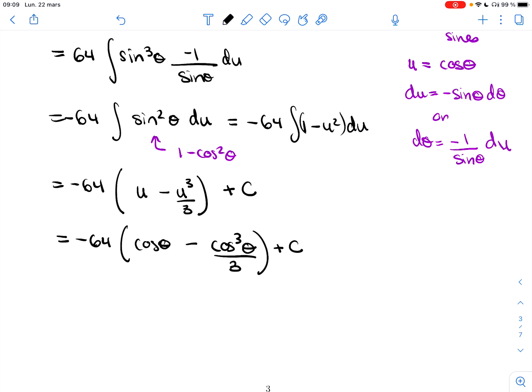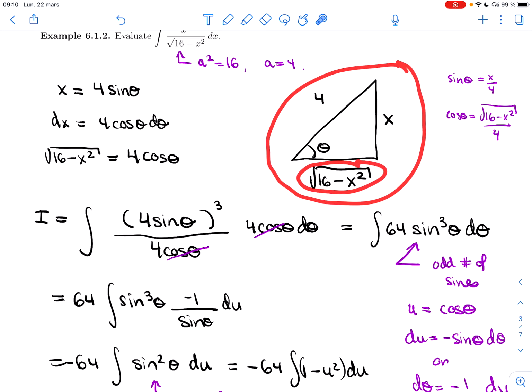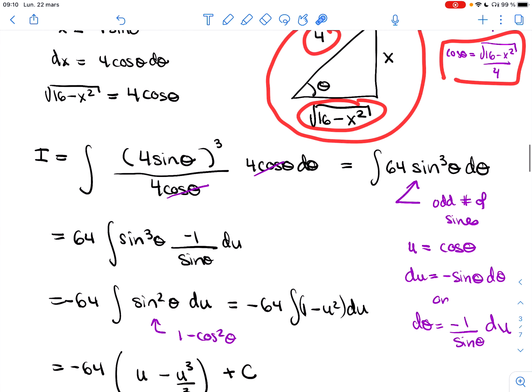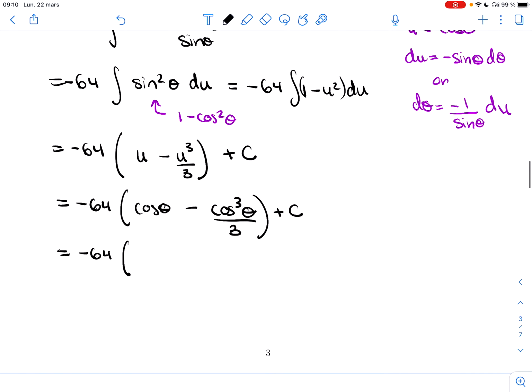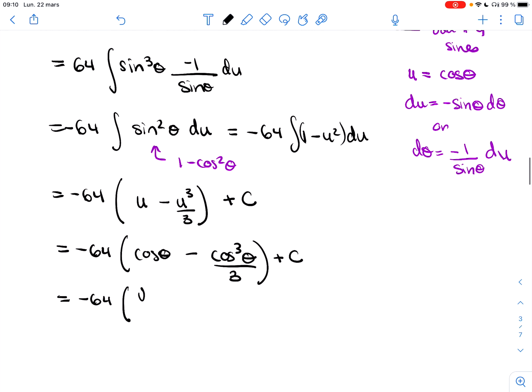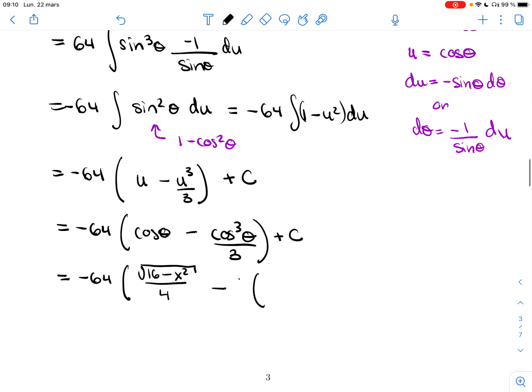And then I want to go back to x because the original question was in terms of x. So I need to rewrite cosine in terms of x. I'm going to use this. Cosine is adjacent over hypotenuse. I have it here as well. So here I'm going to get minus 64. We said square root of 16 minus x squared. That's adjacent. Hypotenuse is 4. Yeah, adjacent over hypotenuse. All right, and then we do the same thing. Cubed and divided. Let me put the 1/3 in front. Otherwise, I'll have fractions over fractions, and that can lead to mistakes.